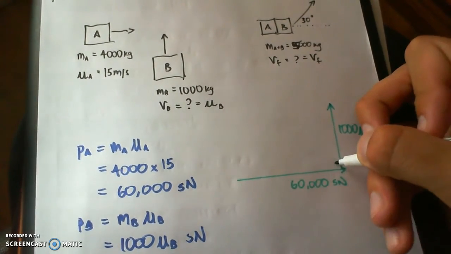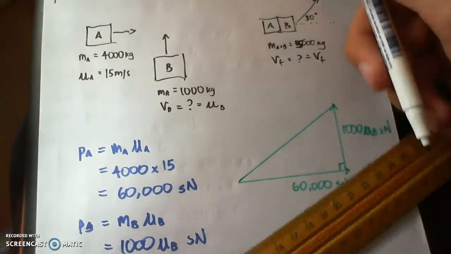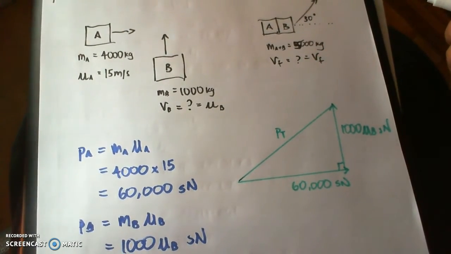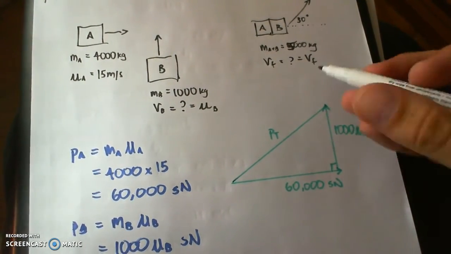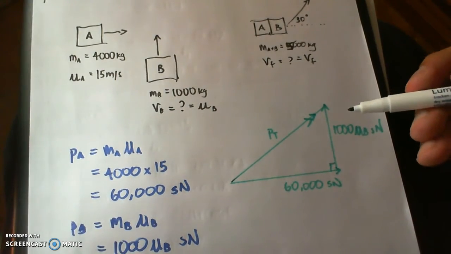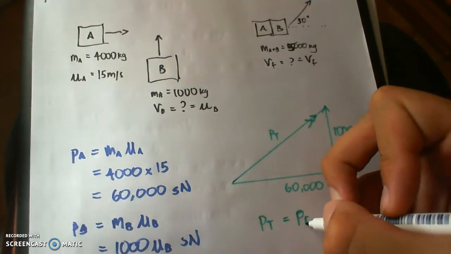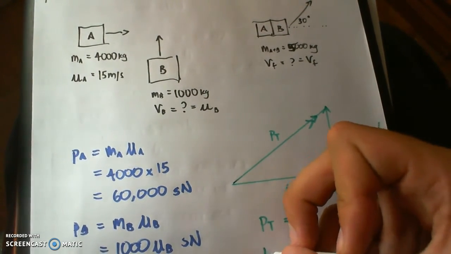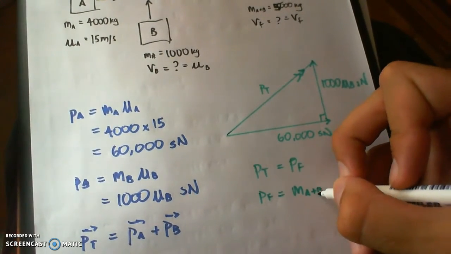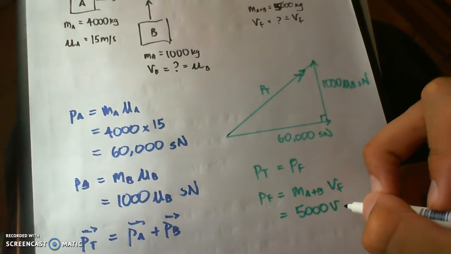Okay, so now our vector component, the result, will be from the start to the finish when we added the vectors. So this is our result, which is the total. This shows us that the total initial momentum is equal to PT, which is a combination of these vectors. However, with the conservation of momentum, we know that the initial momentum is equal to the final momentum. The final momentum is equal to the final mass of A plus B times the final velocity, which we do not know. So the final momentum will be 5,000 times Vf.